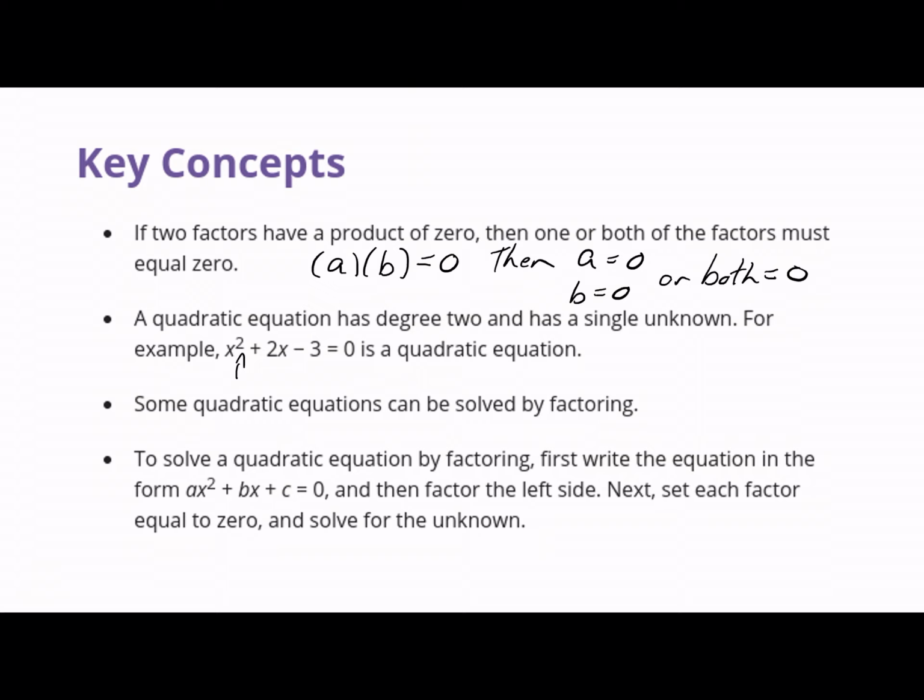Some quadratic equations can be solved by factoring. To solve a quadratic equation by factoring, first write the equation in the form ax squared plus bx plus c equals 0, and then factor the left-hand side. So in one of our examples, it wasn't quite in that form yet. We needed to get it into this equation, and then we could factor it out again. Next, set each factor equal to 0 and solve for the unknown. So these are your steps if you want to come back and look at steps. Those are the two major things that are going on.